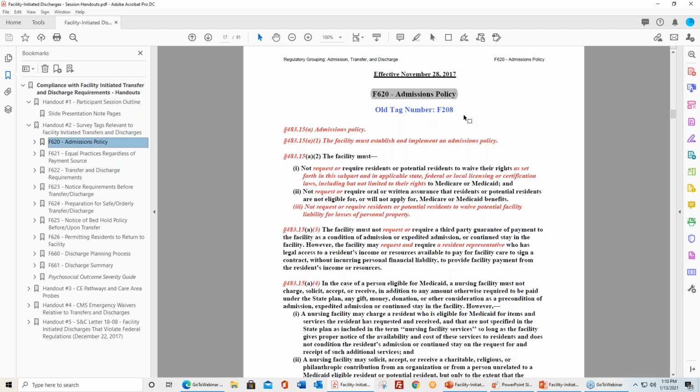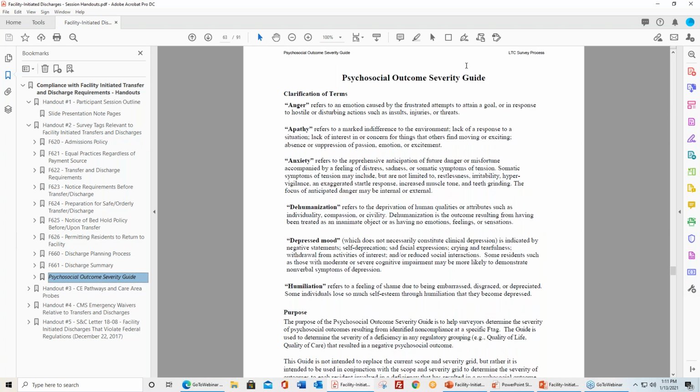You will find that this particular handout has the current tag number, but also the old tag number. That's important because in the survey process, looking at previous survey history, they're going to go back and look at the old tags as well. So this will provide you with information there. All of the tag numbers we're going to look at are here, as well as the psychosocial outcome severity guide. This document will be used in determining any psychological outcomes that may have affected the resident because of a transfer or discharge. So they look at this document.